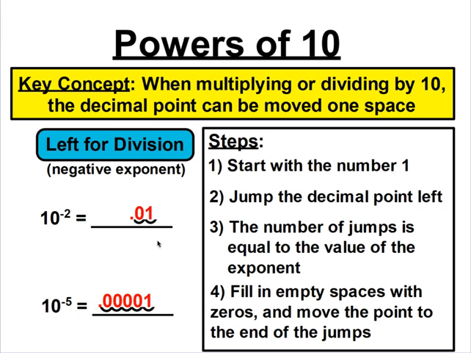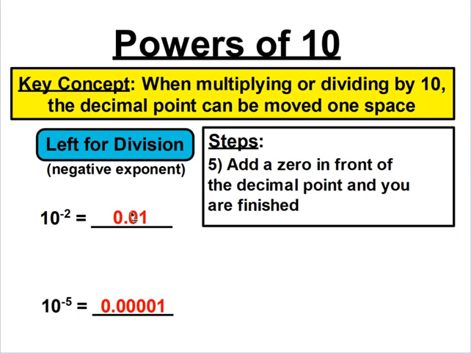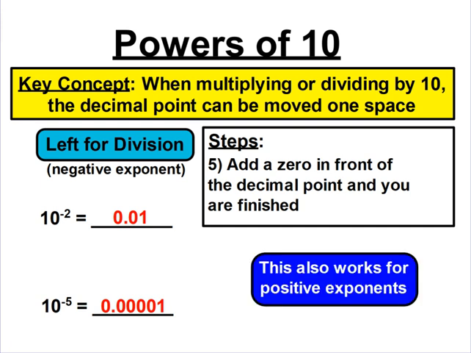So I'm going to clean them up. I'm going to put a 0 in front of the point to clean them up. I'm going to get rid of the jumps, the little marks I made on here. And 10 to the negative second power is 1 100th. 10 to the negative fifth power is 1 100,000. All right? And that's how you do this. So let's take a look at some other ones and show how this works for positive exponents as well. And then I'll let you do some practice.